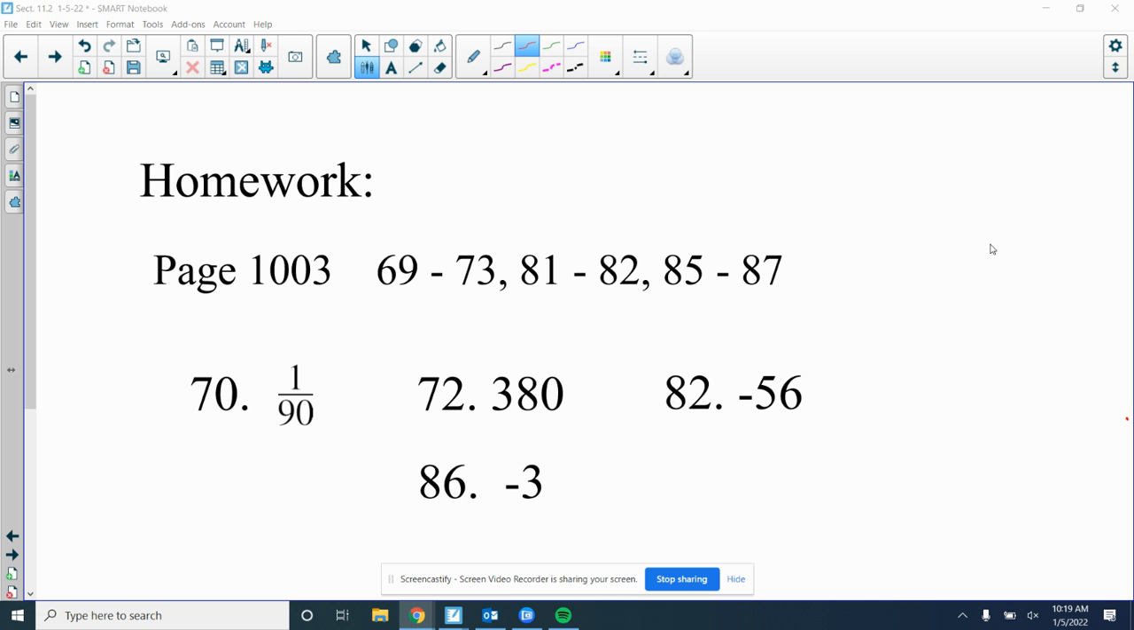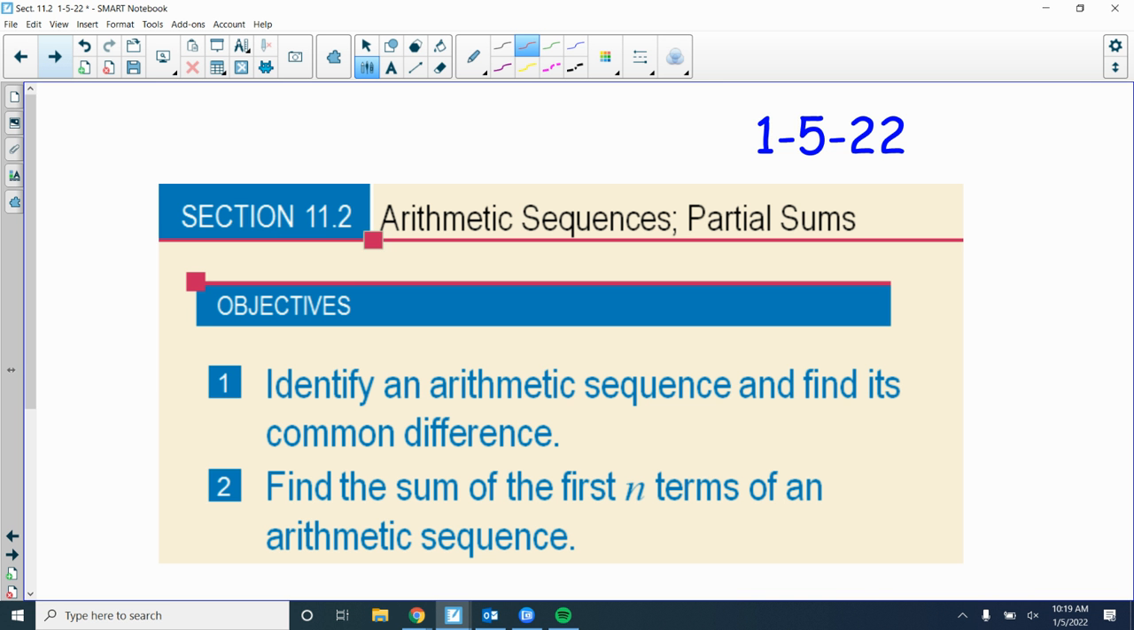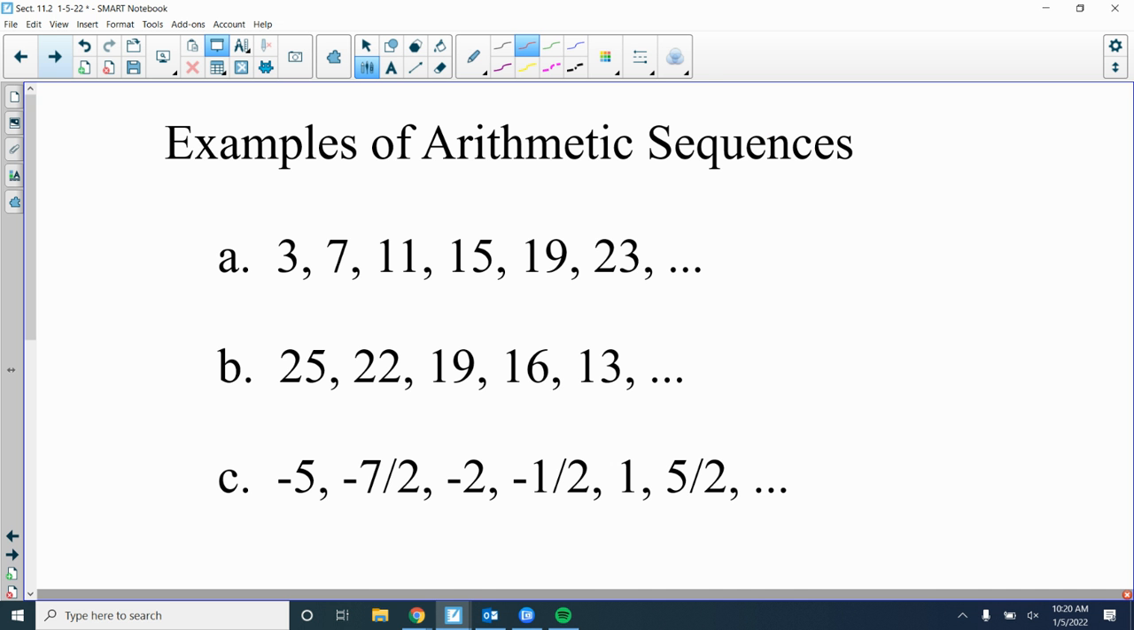Nope. Okay. All right. We're going to start 11-2, which is strictly arithmetic sequences. 11-1 is kind of like a hodgepodge of things. You just got to base it upon the pattern. It could be a different general term. But we're going to talk about arithmetic sequences, find the common difference, and then we're going to find the sum. We're going to save that for tomorrow.